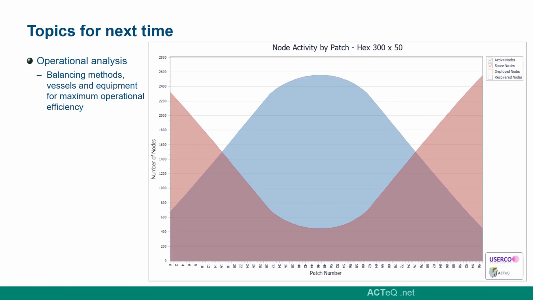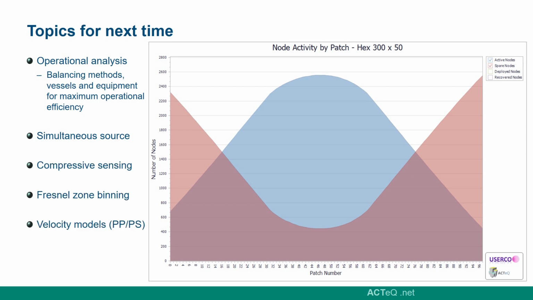So that's almost the end of today's video. I do want to mention our next video, which is going to be covering operational analysis, and we're going to be talking about how we balance methods, vessels, and equipment for maximum operational efficiency. We'll look at simultaneous source, and we may also look at a couple of other technical issues such as compressive sensing, Fresnel zone binning, and the impact of velocity models in terms of modeling curved rays as we look at the coverage.